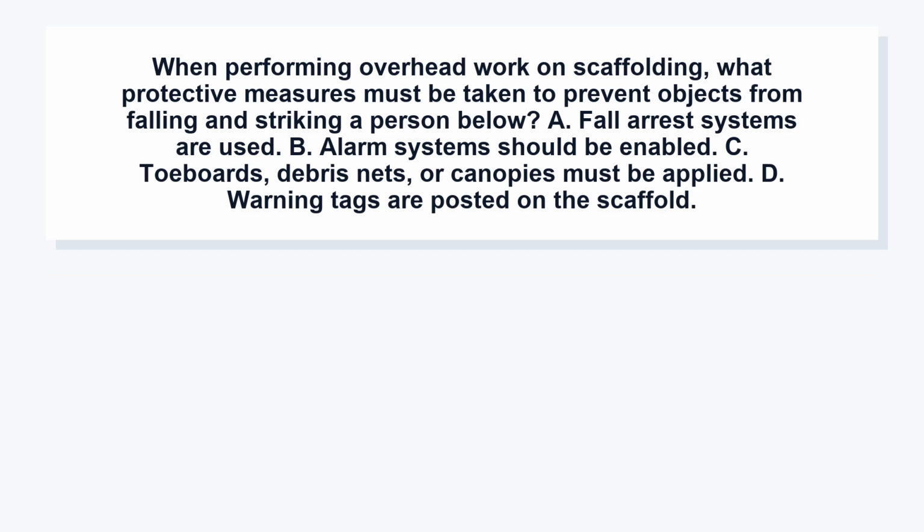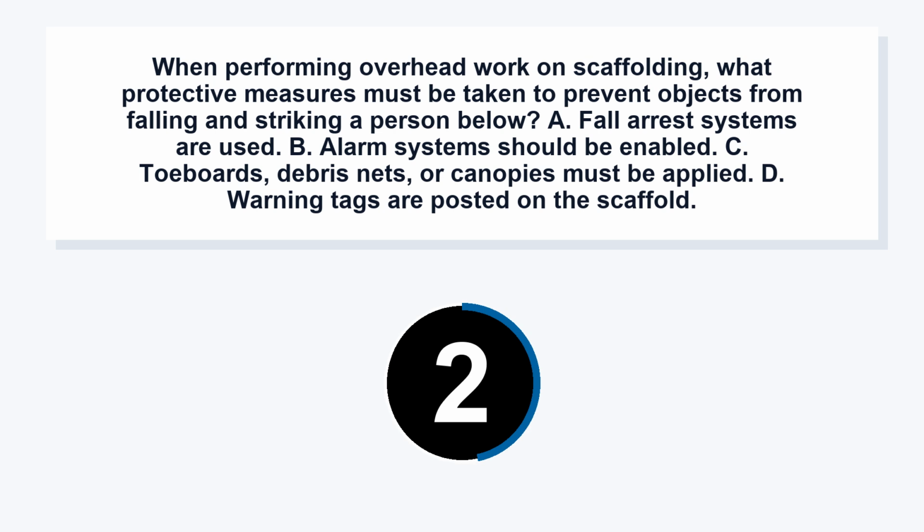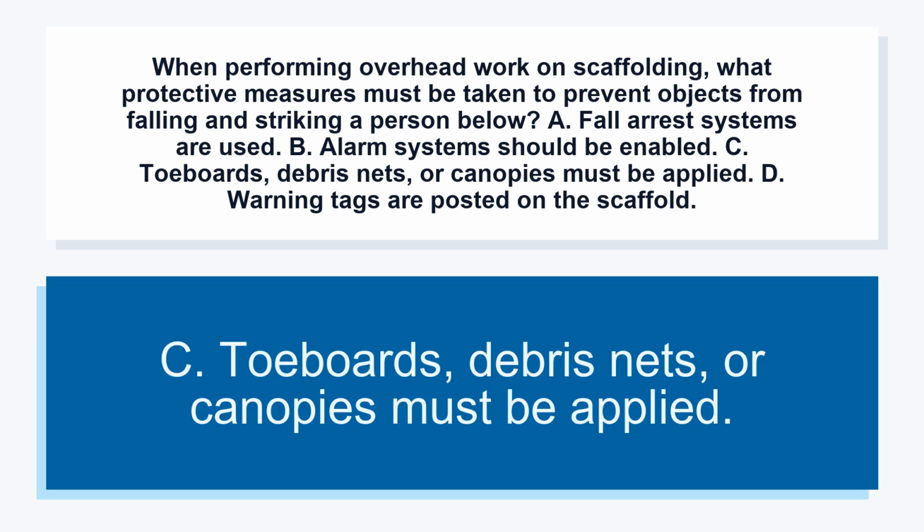When performing overhead work on scaffolding, what protective measures must be taken to prevent objects from falling and striking a person below? A, fall arrest systems are used. B, alarm systems should be enabled. C, toe boards, debris nets, or canopies must be applied. D, warning tags are posted on the scaffold. C, toe boards, debris nets, or canopies must be applied.